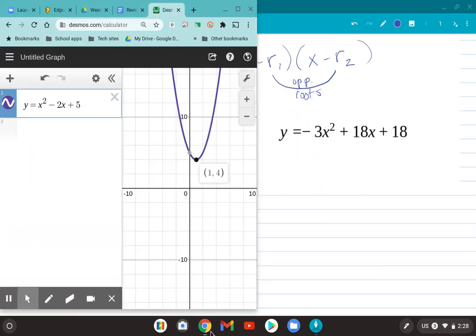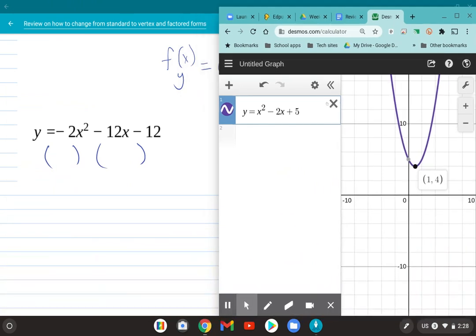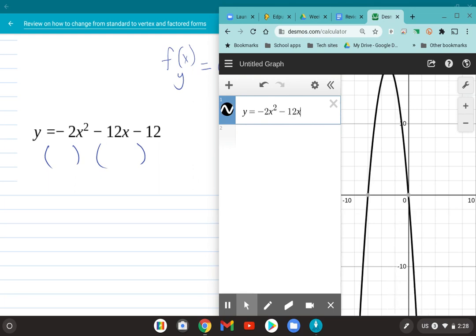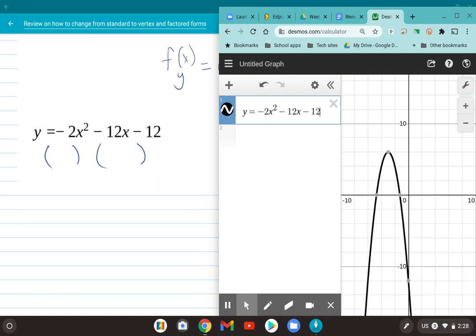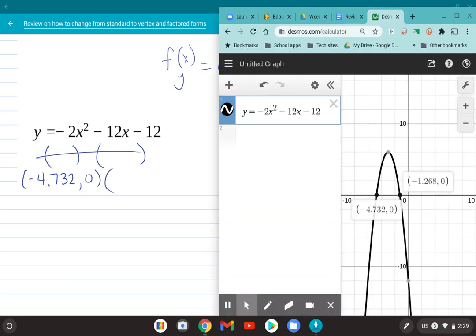Okay, so bringing up Desmos. So y equals -2x squared minus 12x minus 12. Okay, so I can see they're going to be this one. So -4.732. Whoa, that's too small. -4.732, comma 0. And sometimes they work out great, sometimes they don't. -1.268.